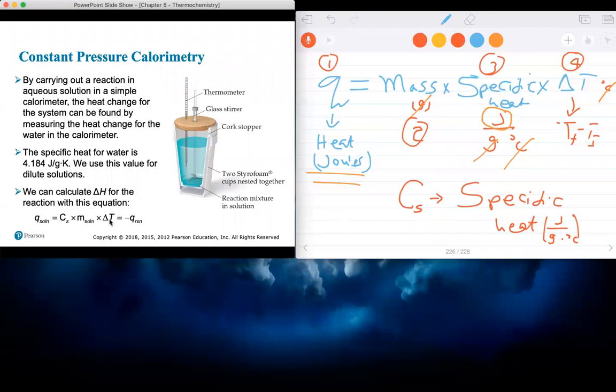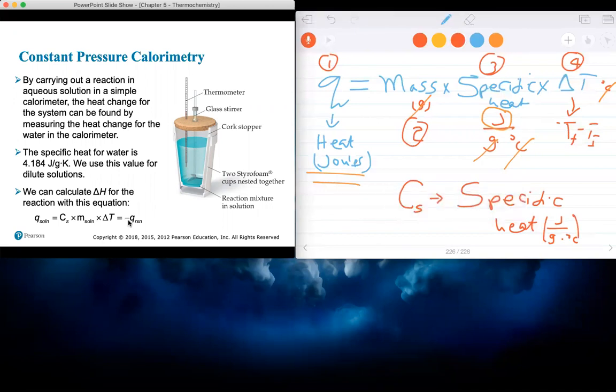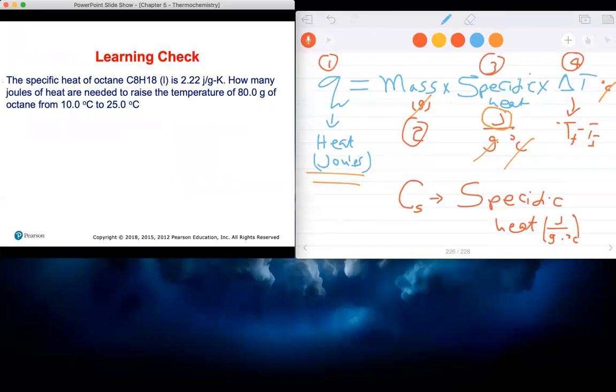Remember, the change in temperature is given by T final minus T initial. Look at the whiteboard. You may end up with a negative or a positive, and if you get a negative sign, what this means is the reaction is exothermic.